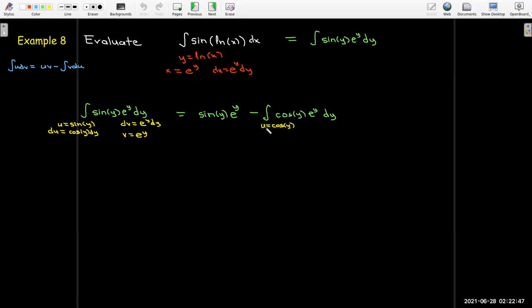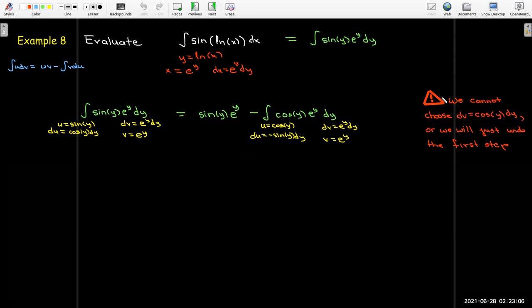I'll have, in this case, u equals cosine y. So du equals negative sine y dy. And then dv will be e to the y dy. So v equals e to the y. So let's put these new values in our formula.